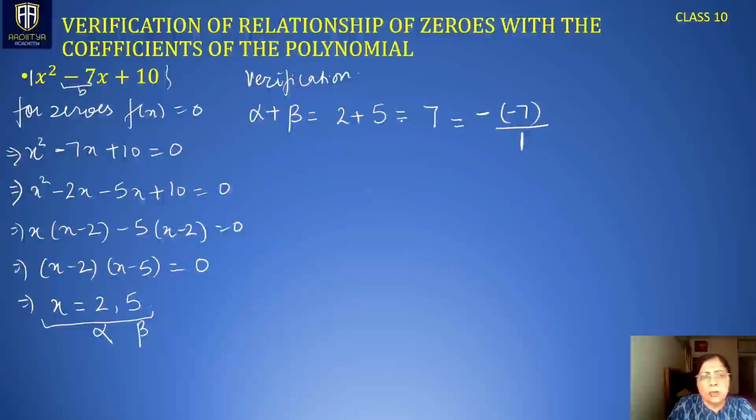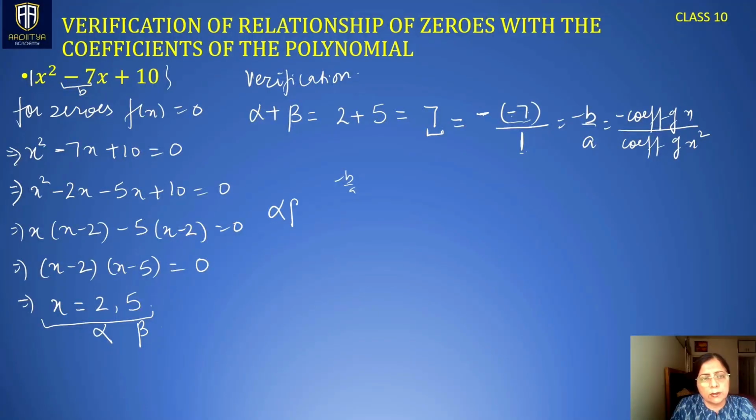Now you can see that I have just put these values in the form that we had to prove. It is minus b by a. b is negative 7, a is 1, and I have put minus here. By solving this, negative 7 becomes positive 7 divided by 1, which is 7 itself. So yes, we can write the sum of these two zeros or roots as minus b by a, which is equal to minus of coefficient of x upon coefficient of x squared. This is our first part of verification.